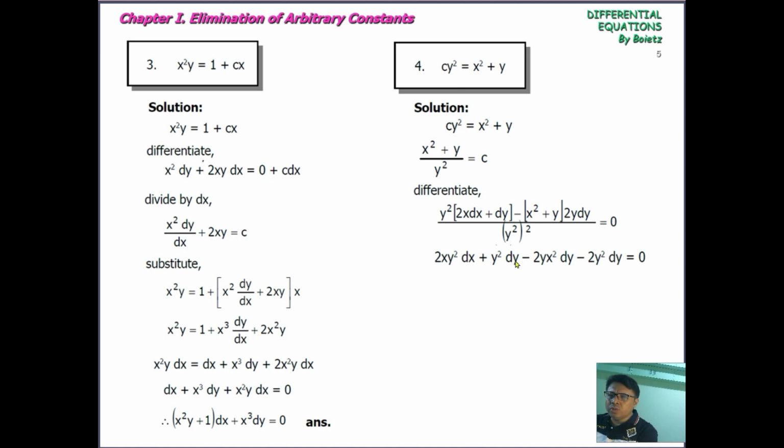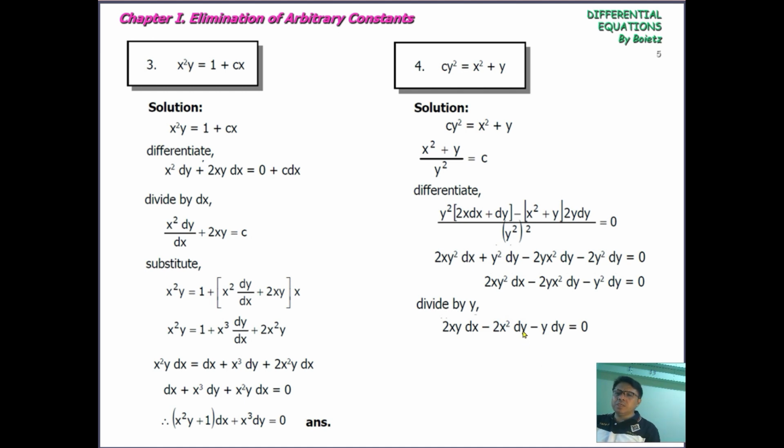So, meron ka ditong y squared dy, negative 2y squared dy, so magiging negative y squared dy na lang yan. So, 2xy squared dx, then minus 2y x squared dy, then ito natin, nabawasan na isa, naging minus y squared dy na lang. I think here we can still divide the whole equation by y. Okay, matitira dito is 2xy dx minus 2x squared dy minus y dy.